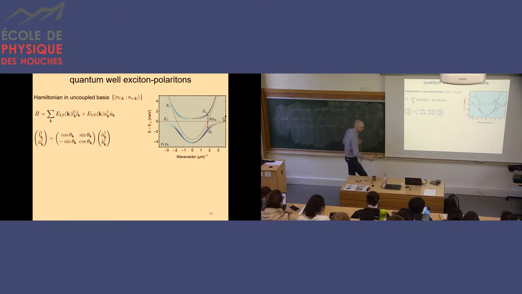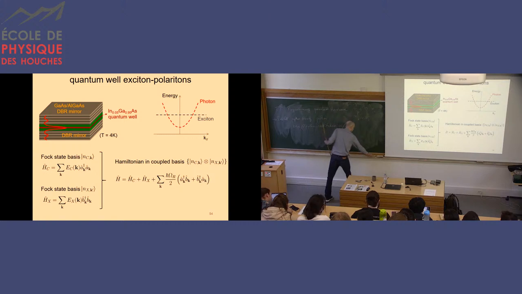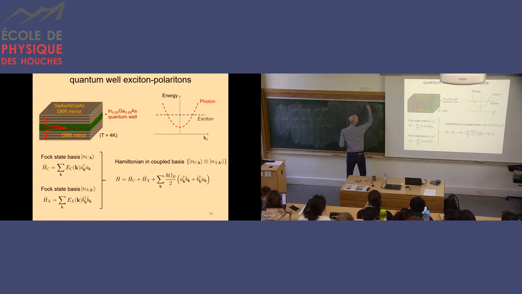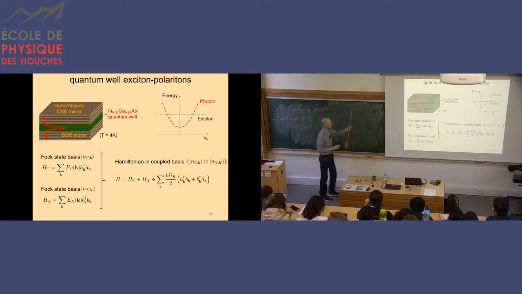So the total Hamiltonian of the system is written here. If you want, this is a 2x2 matrix, and the Hamiltonian is written as (A dagger, B dagger) times a matrix with, on the diagonal, the energy E cavity of K and E exciton of K, and then this coupling term, H bar omega over 2, times A B. Okay, so that's how I can write the Hamiltonian.